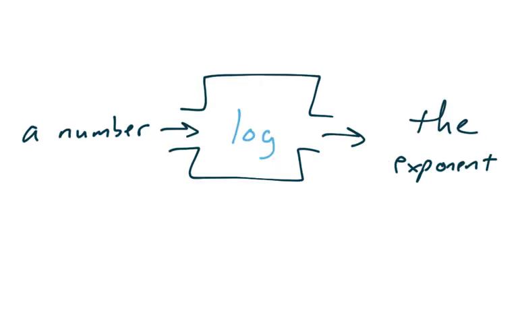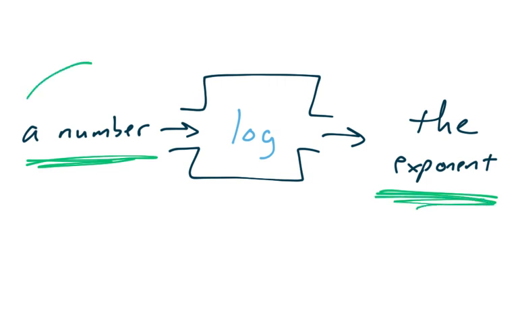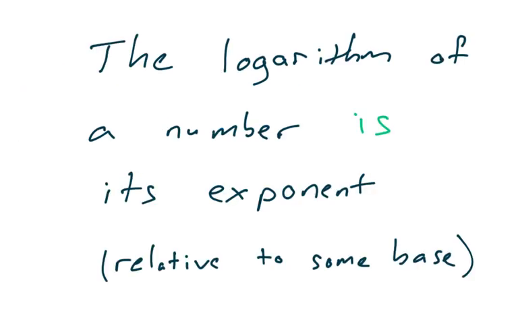So you can view it this way. You start with any positive number and you put it inside the log function, and the output of the log function is the exponent of the number you started with. A logarithm of a number is its exponent relative to some base.